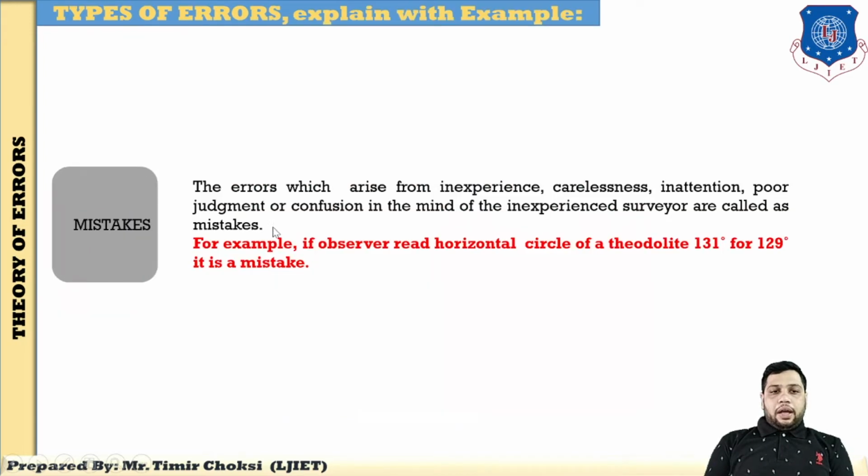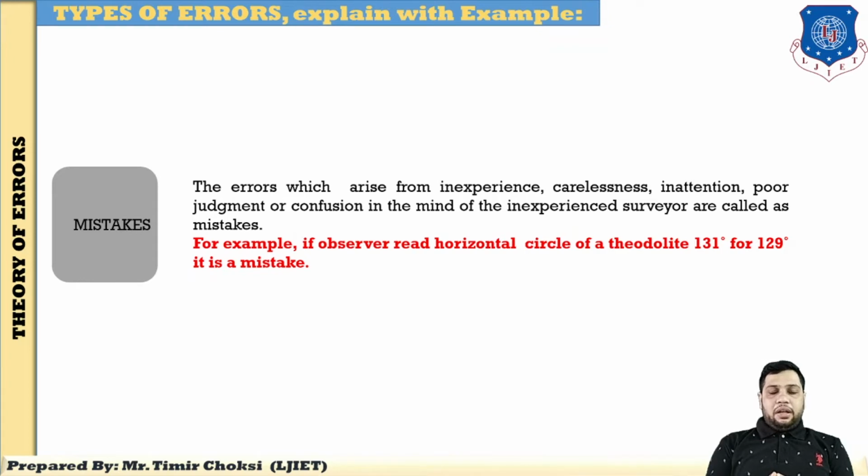Now, types of error explained with examples. You know what a mistake or gross error is. The error which arises from inexperience, carelessness, inattention, poor judgment or confusion in the mind of an inexperienced surveyor is called a mistake. For example, if an observer reads the horizontal circle of a theodolite to find the horizontal angle, and reads 131 degrees for 129 degrees, it is a mistake.